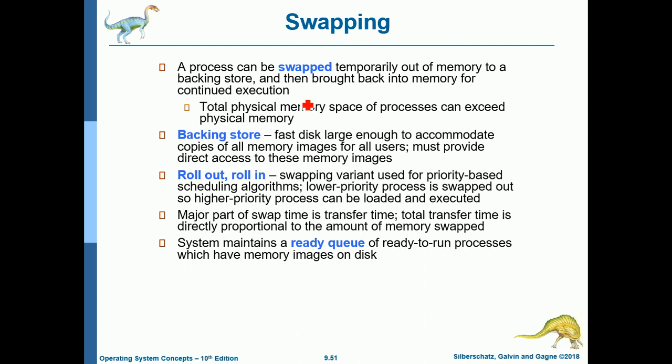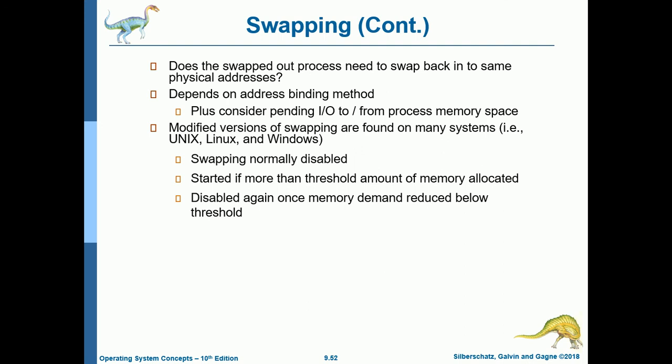And then the system maintains a ready queue of ready-to-run processes which have memory images on disk. Does the swapped out process need to swap back into the same physical addresses? The answer to that question depends on the address binding method. Plus, consider pending IO to or from the process memory space.